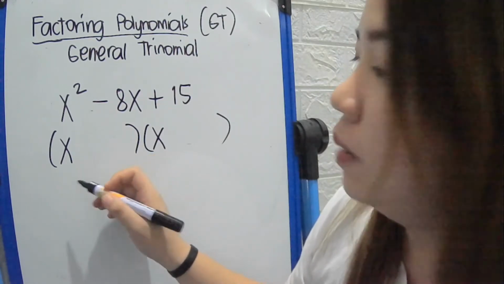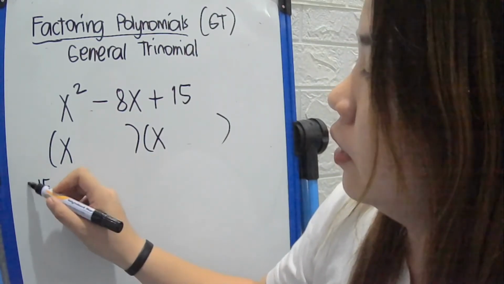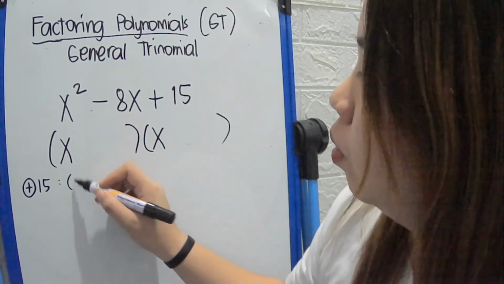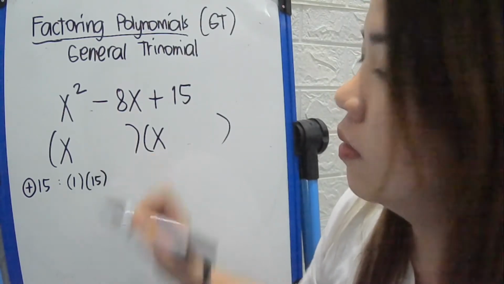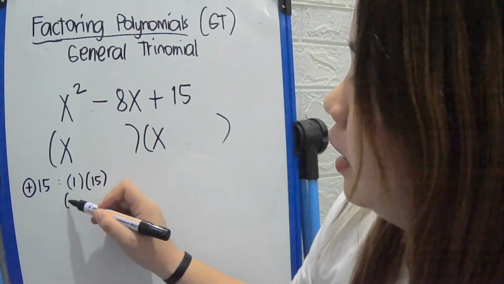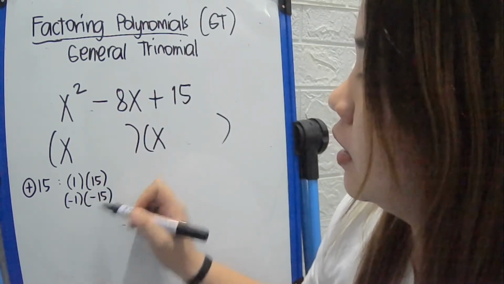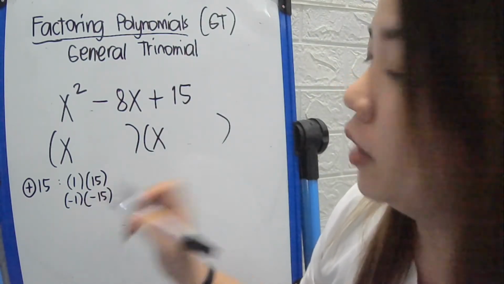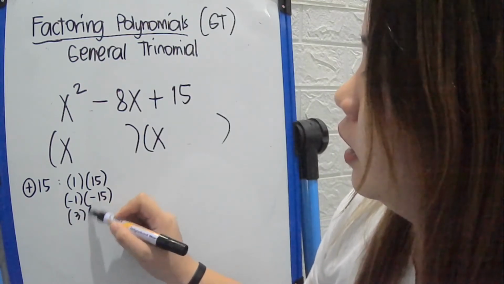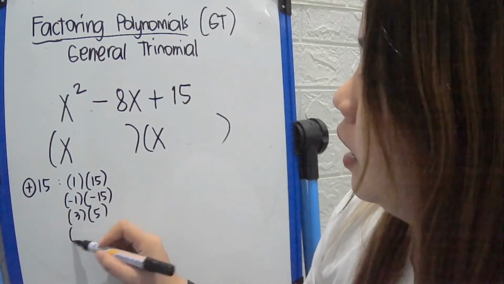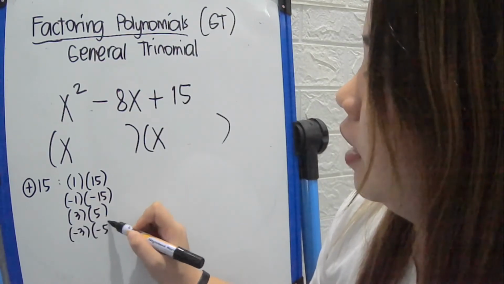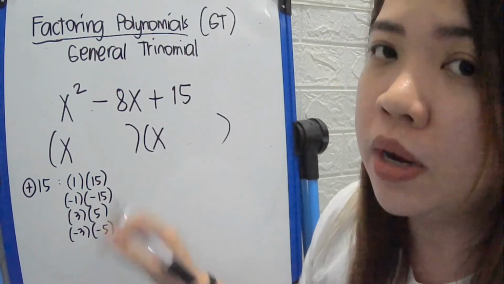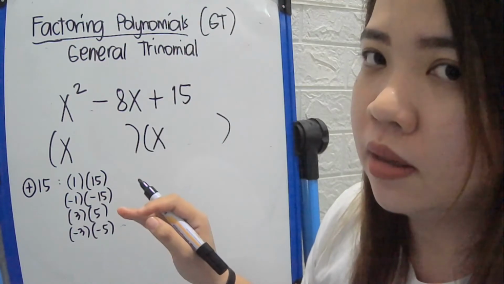So, ililist down lang natin muna. What will be the factors of positive 15? So, una, pwedeng 1 times 15. Another set, pwedeng negative 1 times negative 15, kasi negative times negative is positive. Another pair of factors po, pwedeng 3 times 5. Pwede rin namang negative 3 times negative 5. Now, alin po dito ang kapag inadd ay negative 8?